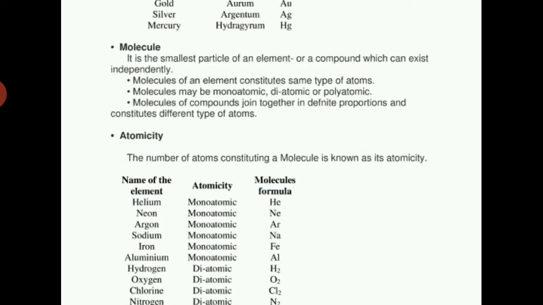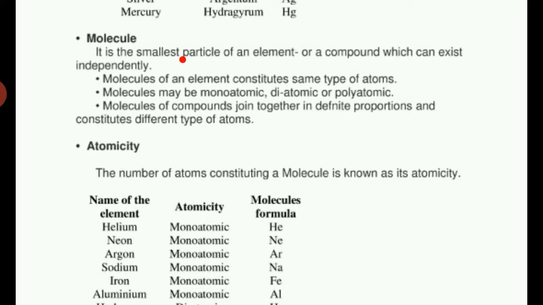What is a molecule? It is the smallest particle of an element or a compound which can exist independently. So, this is the definition of a molecule. Molecules of an element constitute the same type of atoms. Molecules may be monoatomic, diatomic, or polyatomic. Molecules of compounds join together in definite proportions and constitute different types of atoms. So these are the properties of a molecule.